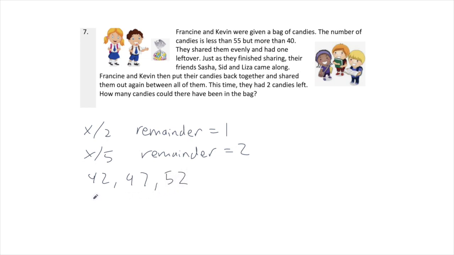So now we have to look at our first condition, that when x is divided by 2, the remainder is 1. When 42 is divided by 2, the remainder is 0. When 47 is divided by 2, the remainder is 1. And when 52 is divided by 2, the remainder is 0. So out of these 3 numbers, only 47 meets our requirements. So thus, 47 is the answer to this problem.